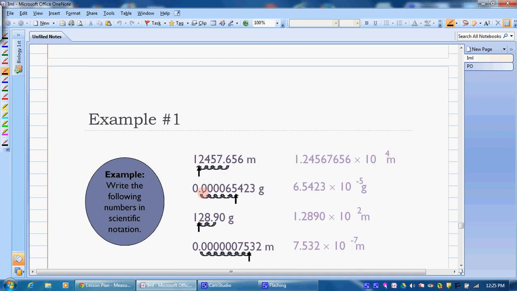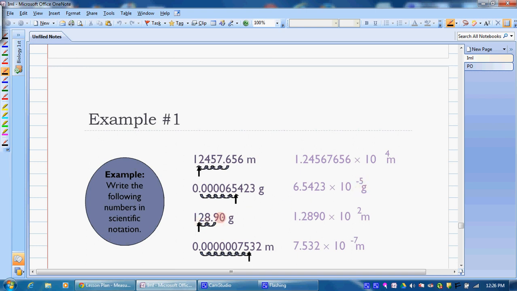In this case, we're starting with a very small number, so again, we only want one number to the left of the decimal place, so it moves here between the 6 and the 5. Again, we keep all of these numbers here because they're significant. So now we moved our decimal 1, 2, 3, 4, 5 spots. Because it was a small number, it's a negative exponent.